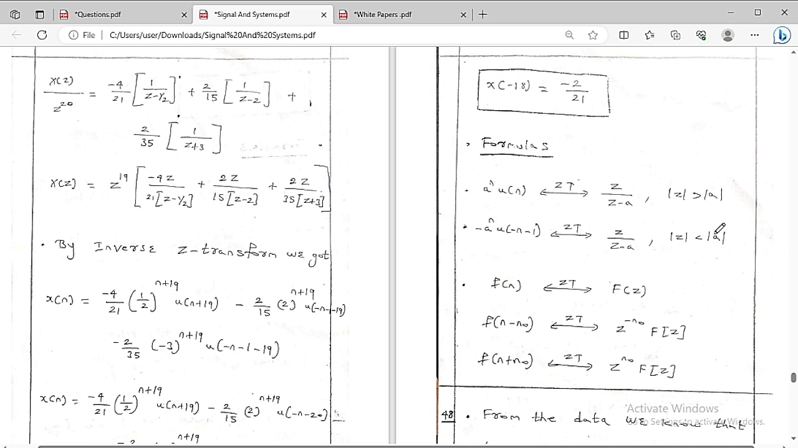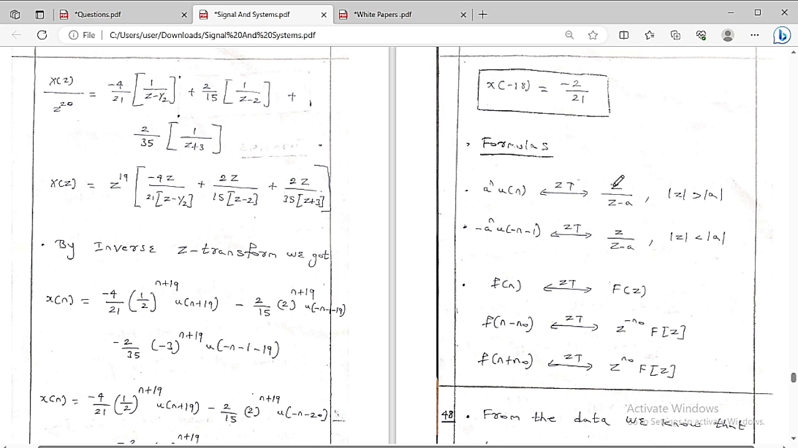Now, its ROC is opposite of this one. Here z is greater than mod A, so here it will be z is less than mod A. Therefore, here the ROC is outward, and here the ROC is inward. Both are reverse, opposite we can say.